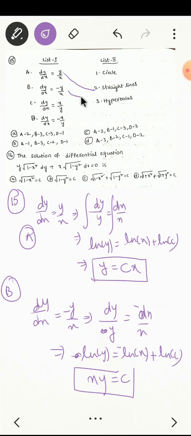So hyperbola is b3. Check a2 b3, which options? a2 b3, a2 b1, no. So option a is correct. You can also do the other ones and find the correct equation. You should get c as 3, that means c should be hyperbola and d should be circle. You just do and find them out.